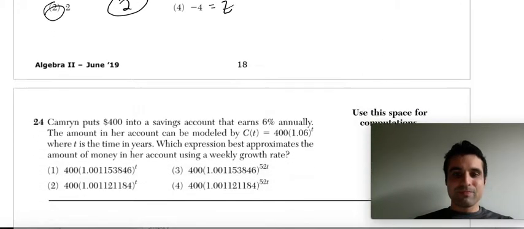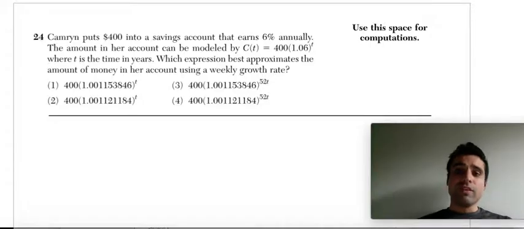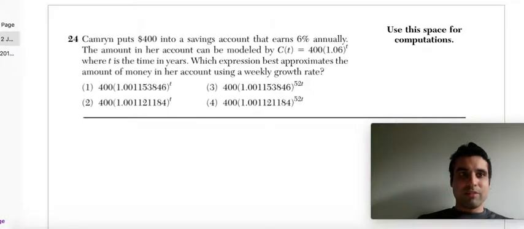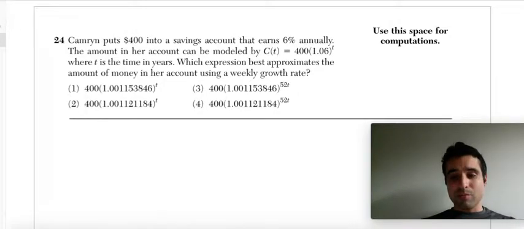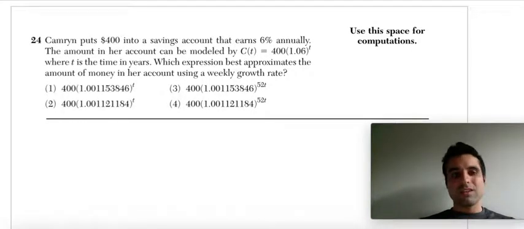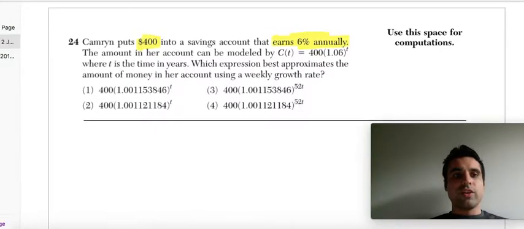Let's do it. Cameron puts, I love this question. You're probably like, are you crazy, Mr. C? But you'll see what I mean. I hated it in the beginning, but when you get used to it, it's awesome. So Cameron puts $100 into a savings account that earns 6% annually. Again, annually means once a year. So we know what function it should be, guys, right?